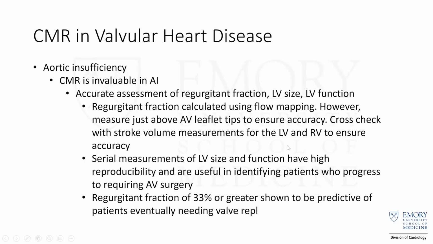For AI, CMR is really valuable specifically, because you're able to calculate the exact regurgitant fraction and your LV volumes. So we use the flow mapping. You have to make sure that you're just above the aortic valve tips where you measure the flow, and you can cross-check that with your stroke volume as well. You get the measurement, and it tells you what the forward flow was in that slice and also what the reverse flow is. Then you can use the forward flow to show what your regurgitant fraction is. So if you have, say, 100 mL forward flow and 30 mL flow back, you have a 30% regurgitant fraction, and you can use MRI to tell you that exact measurement. Once you get above 33% or so regurgitant fraction, it's been shown that those patients will eventually need valve replacement.